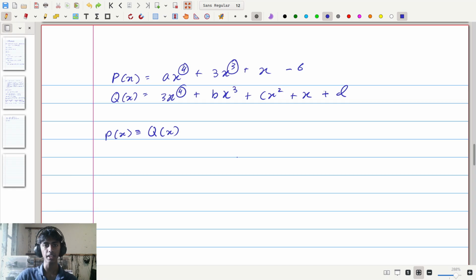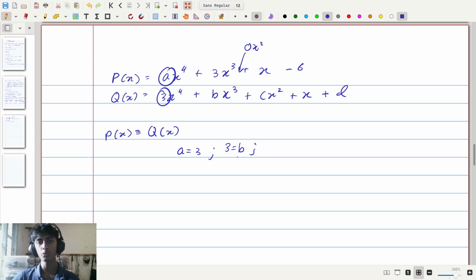So that means that for the fourth powers, a and 3 need to be equal. So a equals 3. And the third power's coefficients need to be equal. So 3 and b need to be equal. So 3 equals b. The coefficients of the second powers need to be equal. In this case, there's no second power, which means that we have actually 0 times x squared happening here, which we have not written, but it's there, it exists. So we have 0 times x squared here, we have c times x squared here.